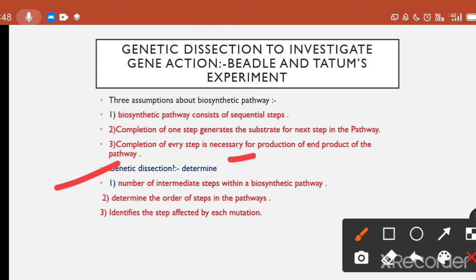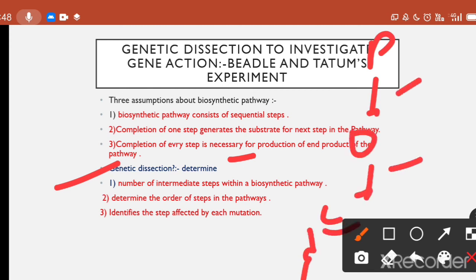How many intermediate steps are there? As we discussed here about the arginine biosynthetic pathway, there are the precursor, then ornithine, then citrulline, and then arginine. So here are the three steps, or three enzymes basically, that are required for the completion of the biosynthetic pathway.